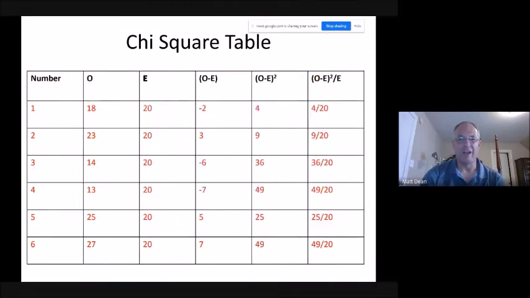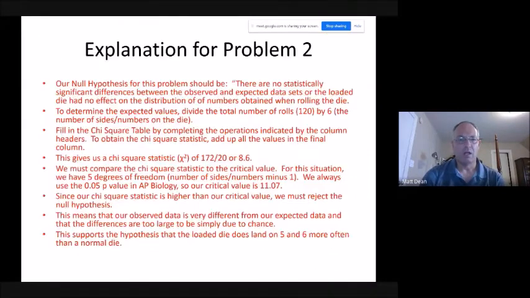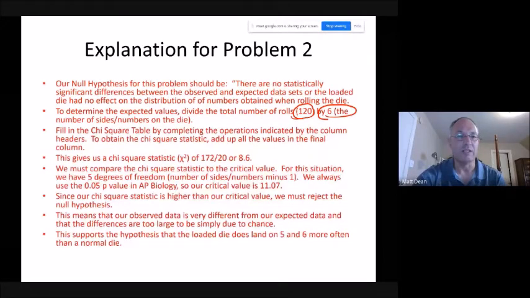I'm going to go to the next slide. Here's where I already worked it out. And now let's go and look at our questions. So our null hypothesis was there's no statistically significant differences between the observed and expected data sets, or the loaded die had no effect on the distribution of numbers obtained when rolling the die. We could write that null hypothesis either of those ways. Perfect. Next, we were asked to determine our expected values, which we did. We took our total number of rolls, 120. We divided that by 6 to get 20 expected for each one. We filled in our chi-square table. We ended up with a chi-square statistic of 8.6.